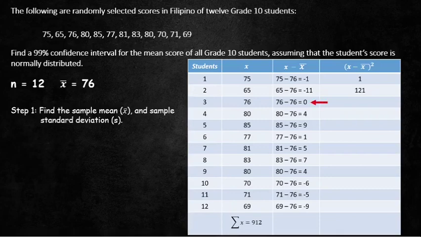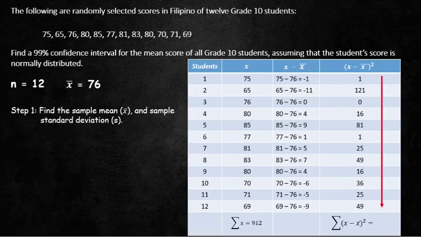Do the same process for the next value. We have the square of 0. Of course, that is 0. Then the square of 4 is 16. And so on. Just like what we did in our second column, get the sum of all the numbers on the fourth column, and the result is 420.